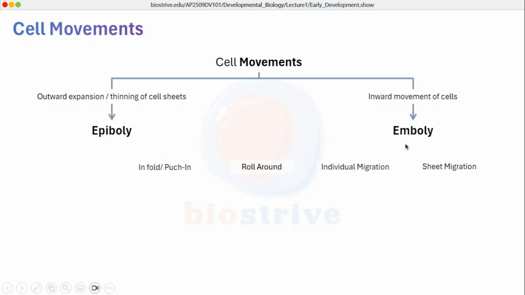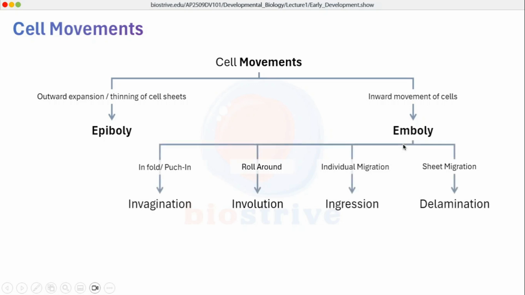Now this emboly can be further classified into several types of movements, like it can be infolding or in-punching, which we call invagination. It can be the rolling around of cells with one static outer layer, but the movement will be toward the internal side, so it will be involution. Or there may be specific cells which will lose their cell adhesion molecular interactions and start migrating inwards. The individual cells will migrate, we call that ingression. And if a sheet of cells, an epithelial sheet, will migrate, we call that delamination. Now we will start looking at these processes one by one.